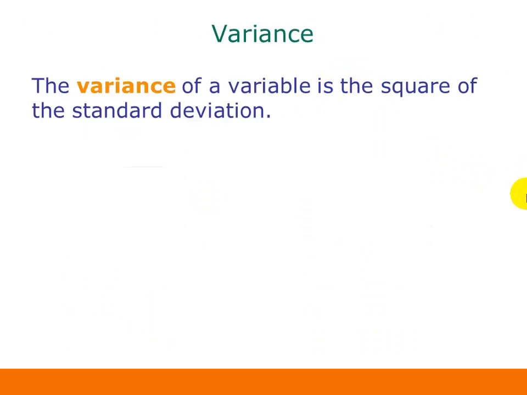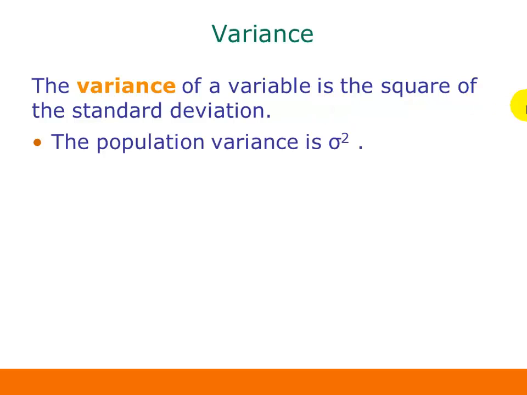Now the variance is another measure of dispersion, but it's not one that we're going to use much. All we're going to do here is define it, in case you run into it and wonder what it is. The variance of a variable is just the square of the standard deviation. The symbol for the population variance is sigma squared, and for the sample variance is s squared.